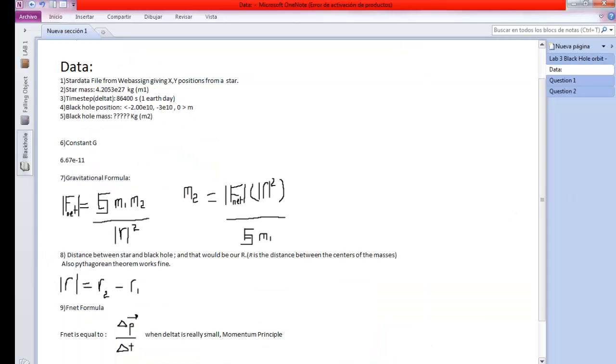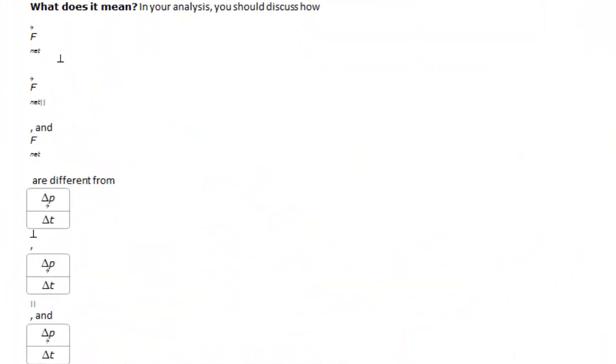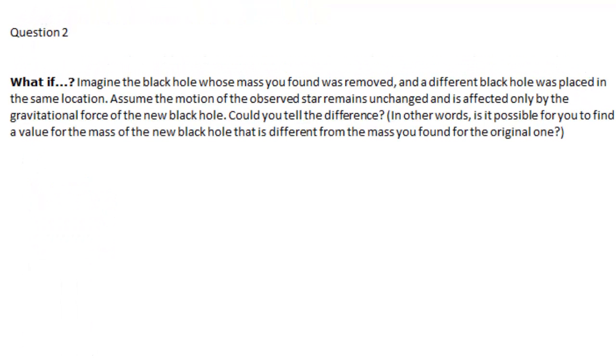Now we need to answer some questions. Question number 1. In your analysis, you should discuss how F net is different from delta momentum divided by delta time. Well, F net affects the star motion, the forces in the system. The change in p over delta t describes how the star moves while time passes, even though both of them are the same in magnitude, but in definition they are not the same, as I explained right now.